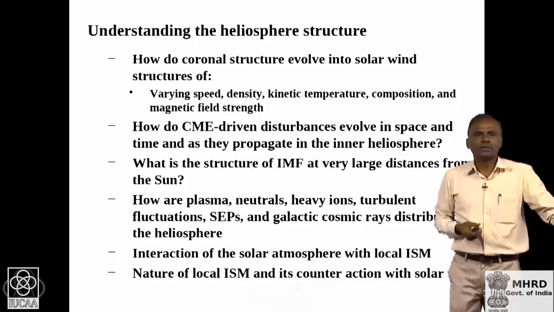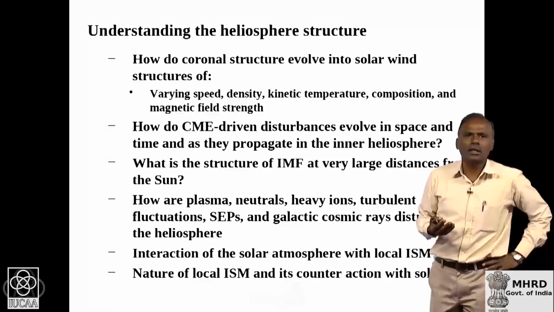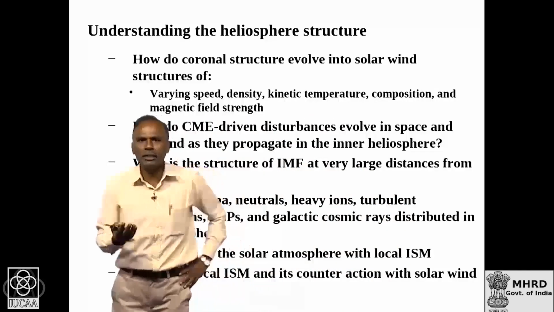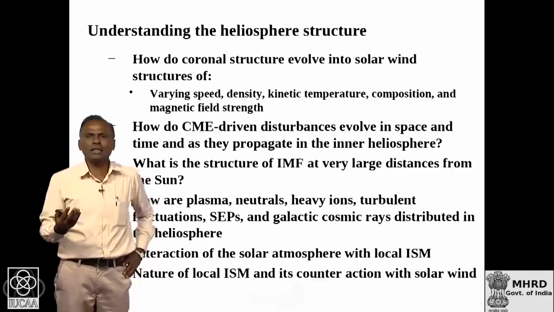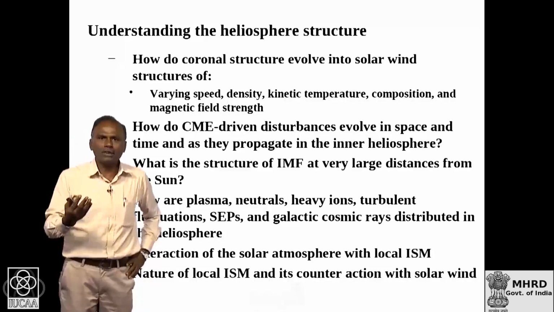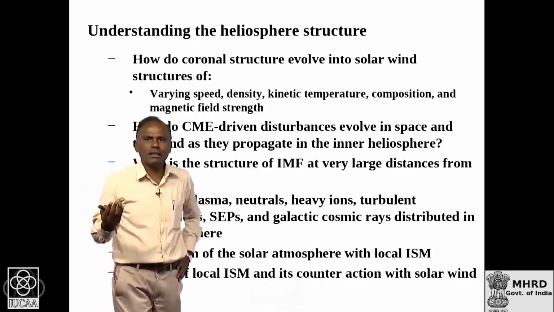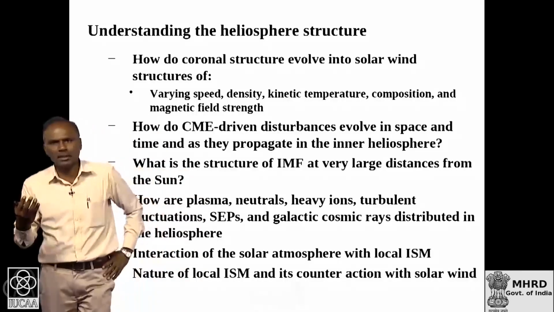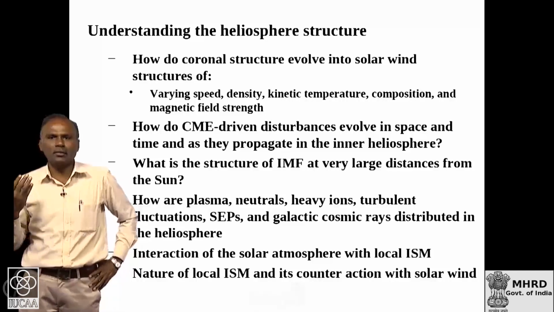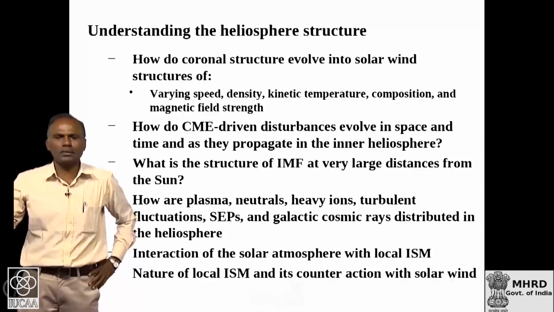So, understanding the heliosphere structure involves how coronal structure evolves into solar wind, with varying speed, density, kinetic temperature, composition and magnetic field. How do CME driven disturbances evolve in space and time as they propagate in the inner heliosphere? That is another open question. What is the structure of the IMF at very large distance from the sun?